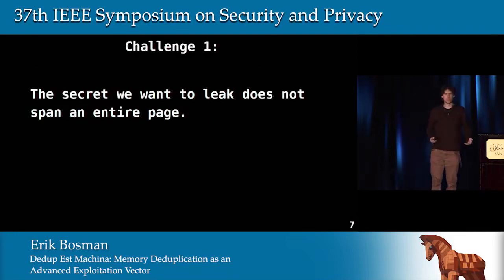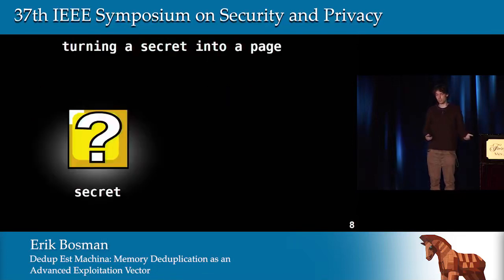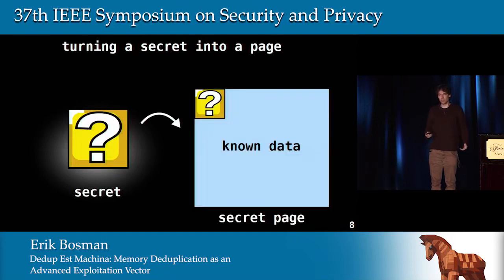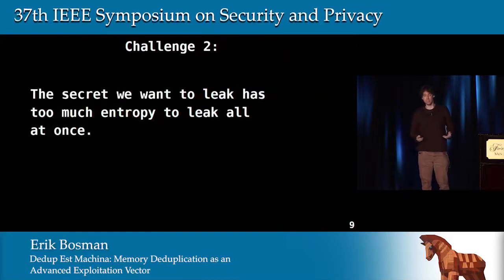So first of all, a small secret does not span an entire page. So we need to turn this secret into a page. We need to find a way to get the secret together in the page with all known data, so that we can predict what the whole page looks like. Another problem that we can have is that the secret has just too much entropy, and if we want to scan for every possible value of this secret, we exhaust our memory.